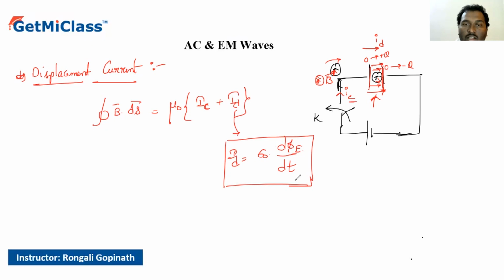That's why it is called the Maxwell-Ampere circuital law, which is corrected by Maxwell, because Maxwell is the one who introduced this displacement current, which is given by epsilon naught into d phi E by dt, right? The next one is the transverse nature of EM wave.